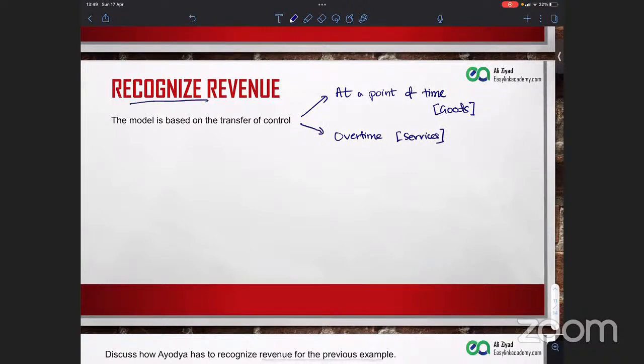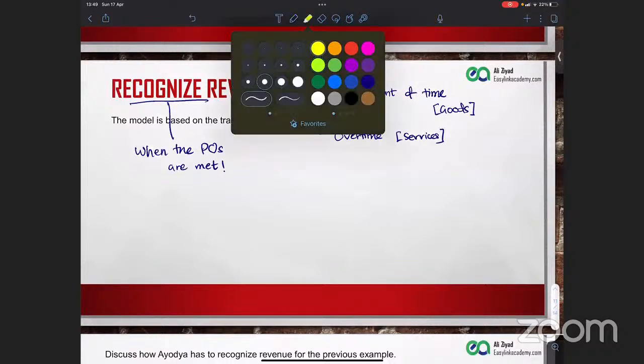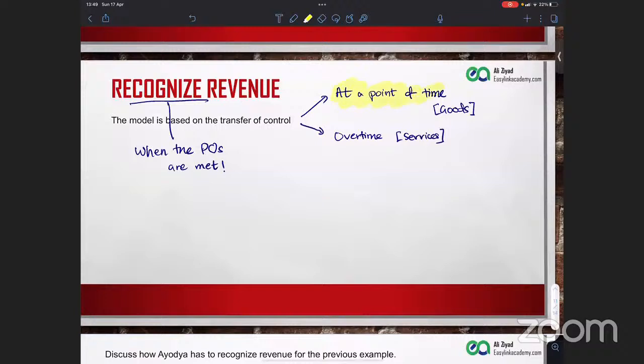When I say promises, what am I talking about? When the performance obligations are met, basically you have to record the revenue. Simple as that, guys. Is that clear? So any goods you have to record as soon as you pass the control. But services are not like that, guys.